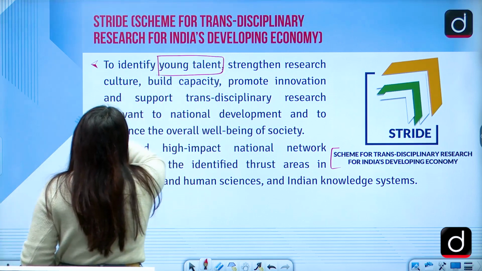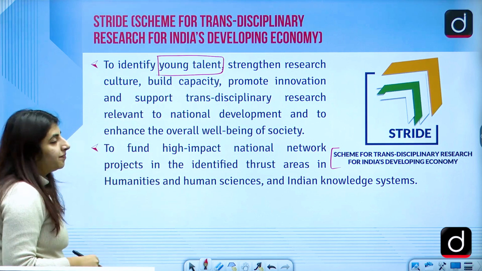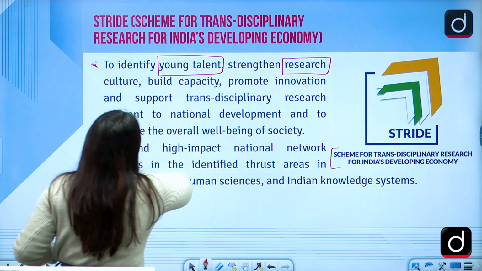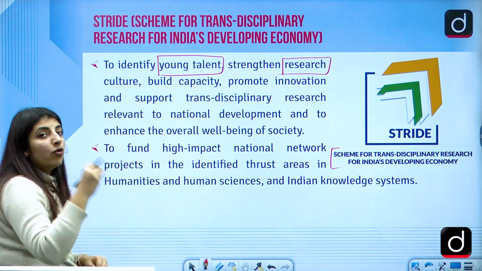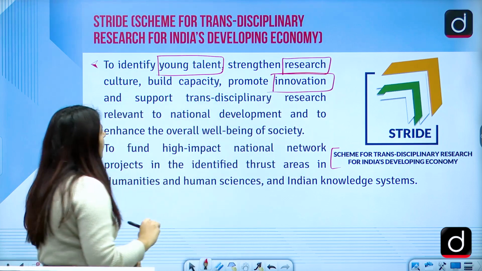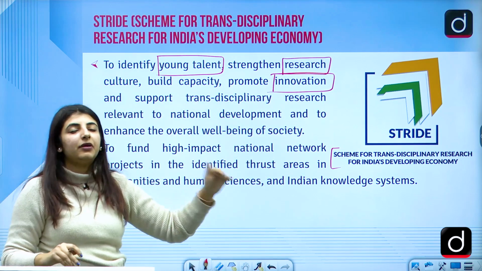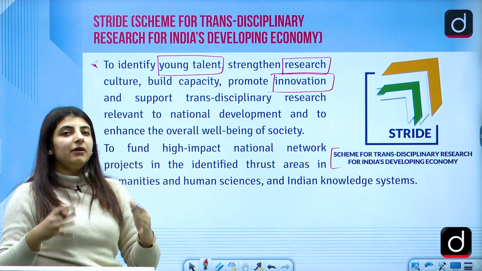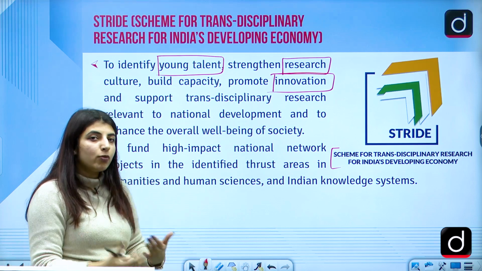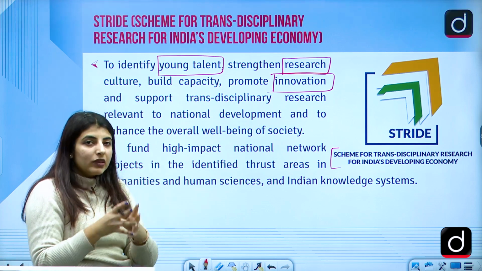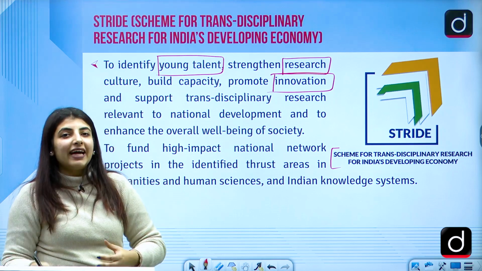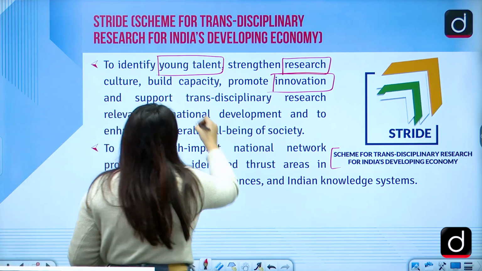The main aims are to identify young talent, strengthen research culture, because these are all research schemes, right? To build capacity, promote innovation, because research is also innovation in itself, right? And support transdisciplinary research, which means that multiple disciplines can work together. If I am from a scientific field and you are from an anthropology field, we both can have collaborative research done based on science and anthropology, right?